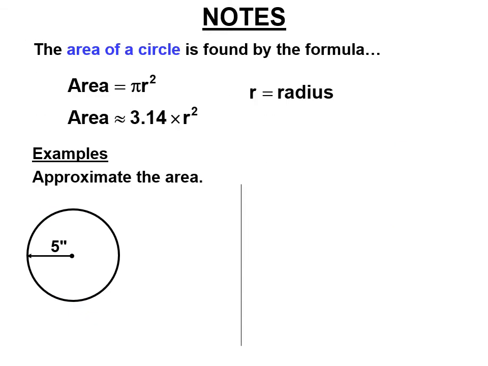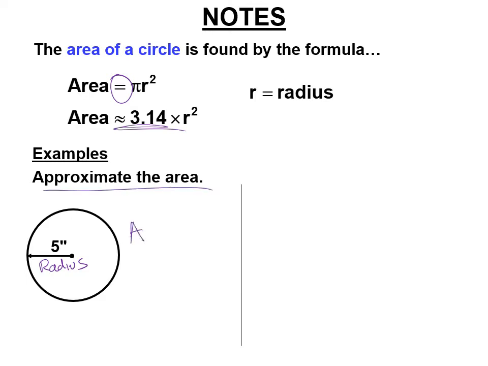All right, so the area of a circle equals pi r squared, but you can't calculate with pi. So most of the time you end up using 3.14 times r squared. So you need the radius squared for area. So let's see that. Is that 5 inches correctly the radius? It is. It's right from the middle to the outside. It's half the size of the diameter. So this is going to be approximate the area.